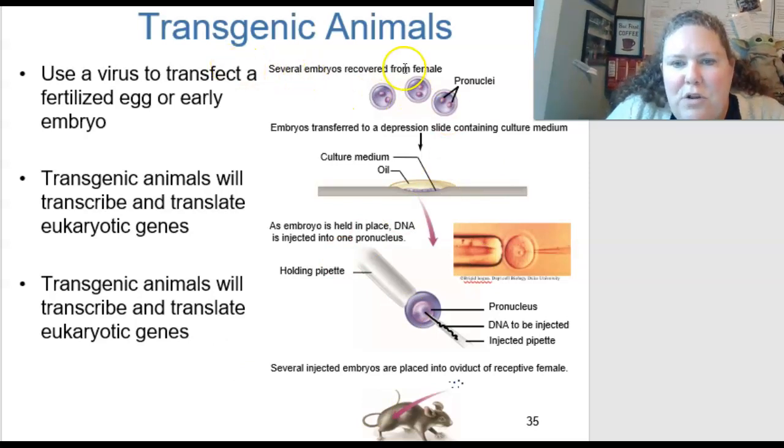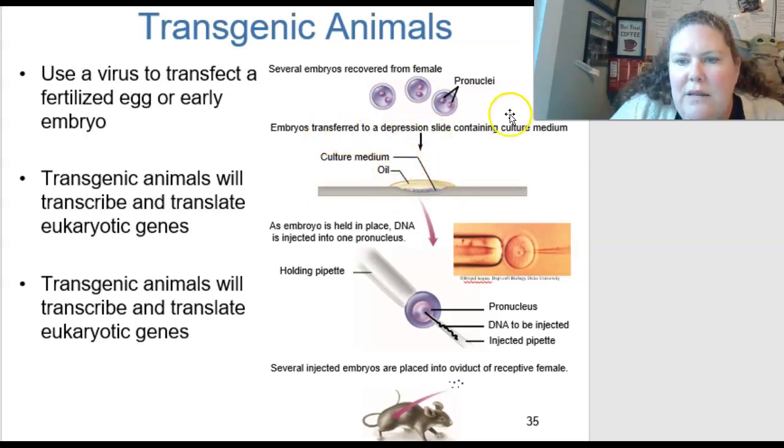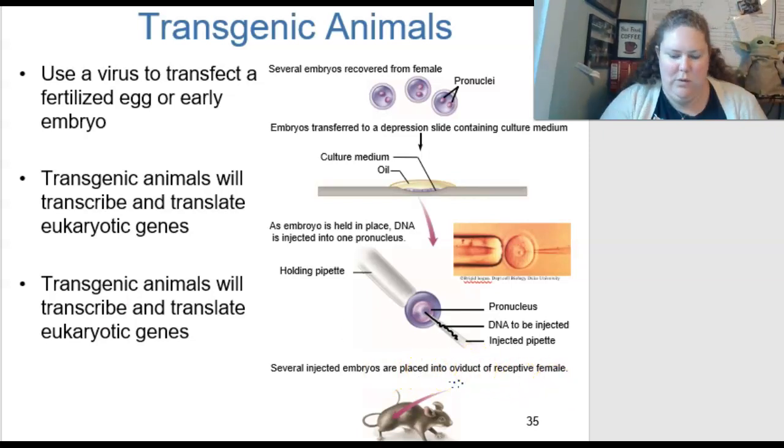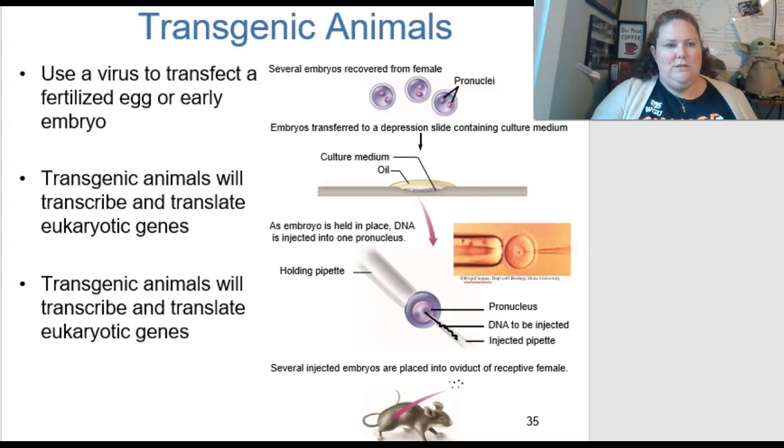Basically, several embryos are going to be recovered from the female. Then the embryos are transferred to a depression slide, which is a slide that has a little divot in it, and that divot contains culture media. The embryo is held in place, and then the DNA is injected into one of the pronuclei. This is just showing you the DNA injection, and then several injected embryos are placed into the oviduct of the receptive female, and that way we can kind of take over the body and grow what we want to.